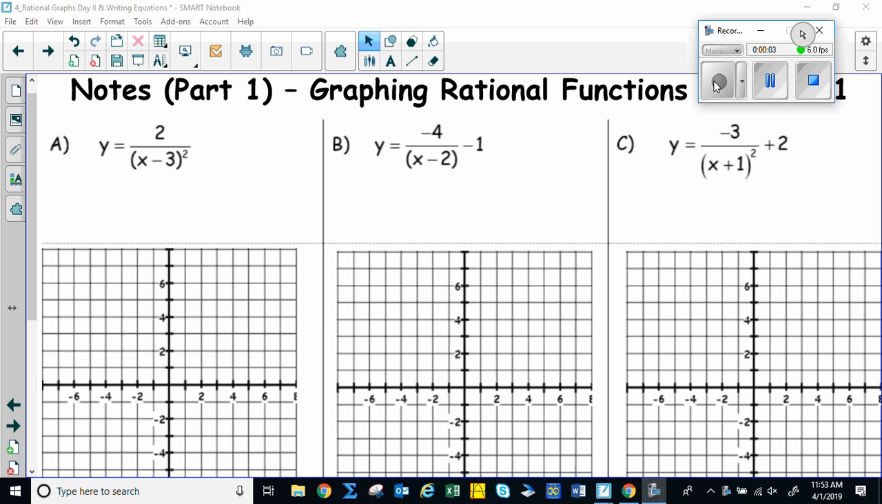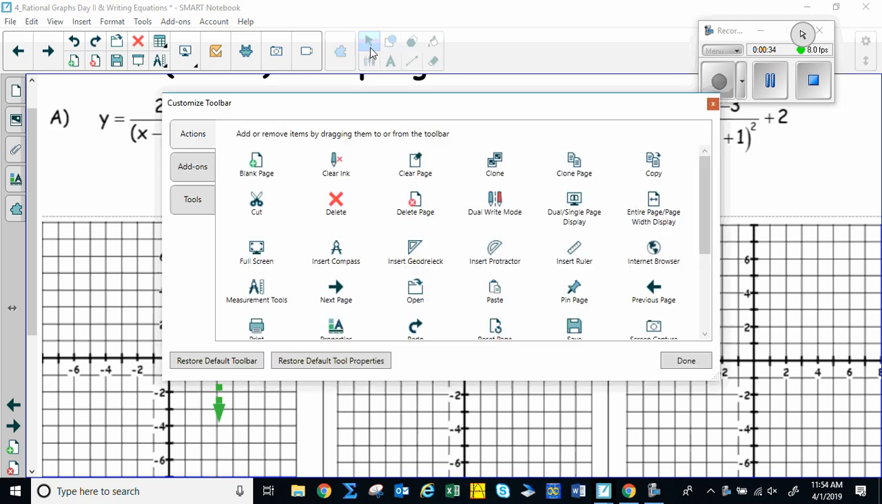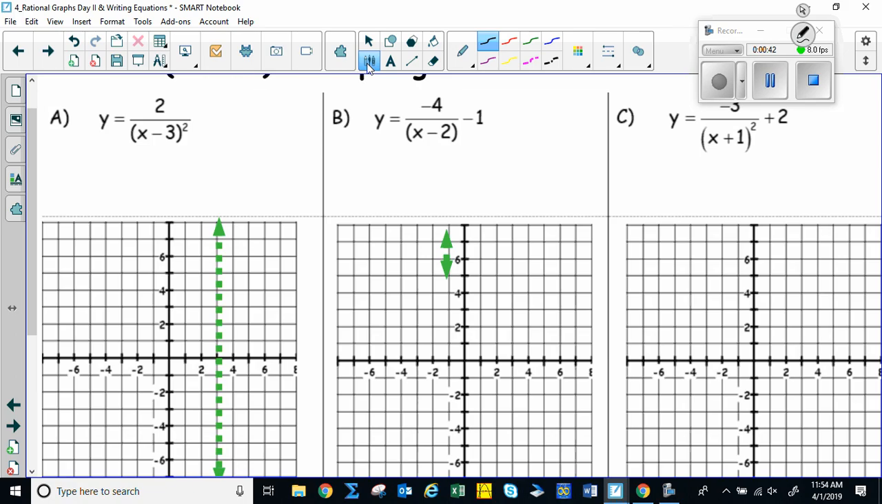Starting with what we already know, let's identify all of our asymptotes. Okay, because we're still looking at H and K driving our asymptotes. So, looking at letter A, what's my vertical asymptote going to be? X equals, my vertical asymptote is x equals 3. Good. And then my horizontal asymptote is y equals 0. Good. And we know that because of the HK values.